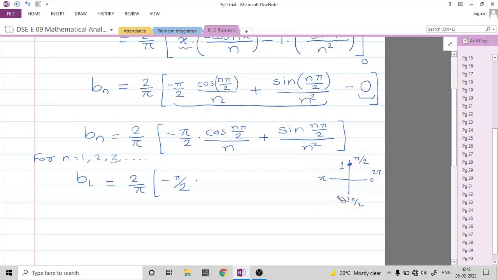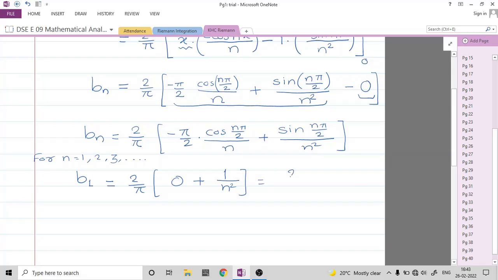So for n equal to odd, the cos term becomes 0, only we have to take care of the sine term. Okay, and reverse, when n is equal to even, sine of a multiple of pi becomes 0, the sine term becomes 0, we have to only consider the cos term. Okay, so to find b1, odd multiple of pi by 2, then cos becomes 0, cos pi by 2, cos 90 is 0, so the first term becomes 0, and sine 90 is 1 upon n square as it is.